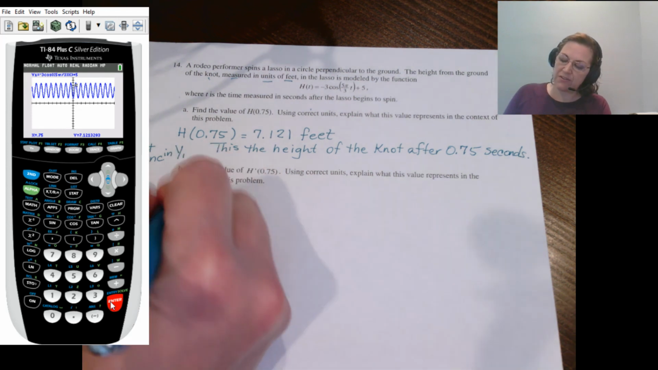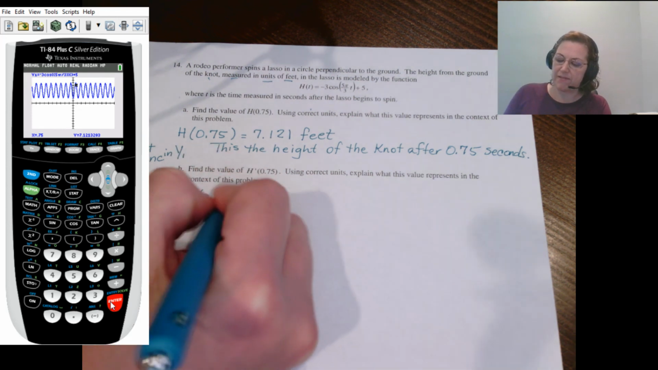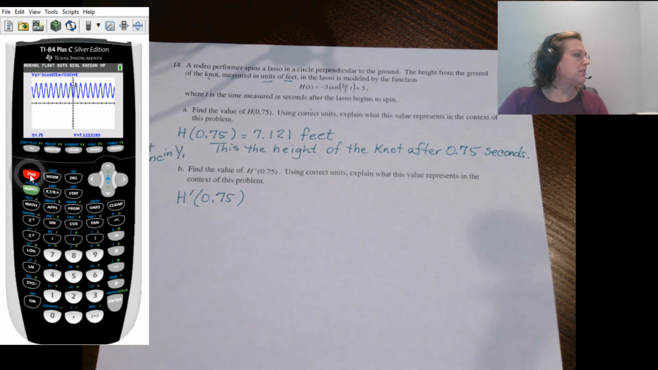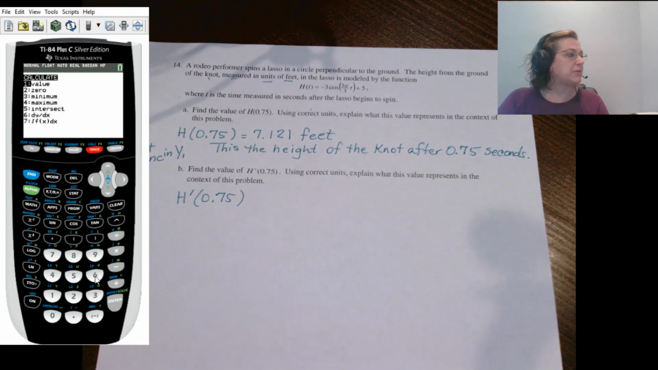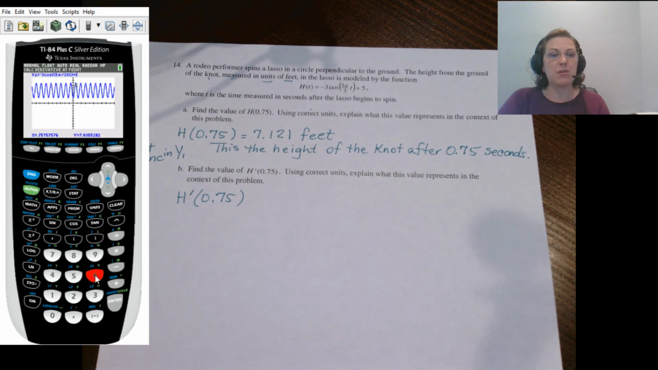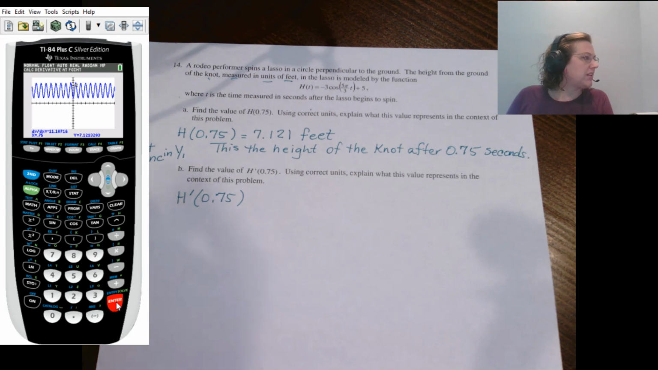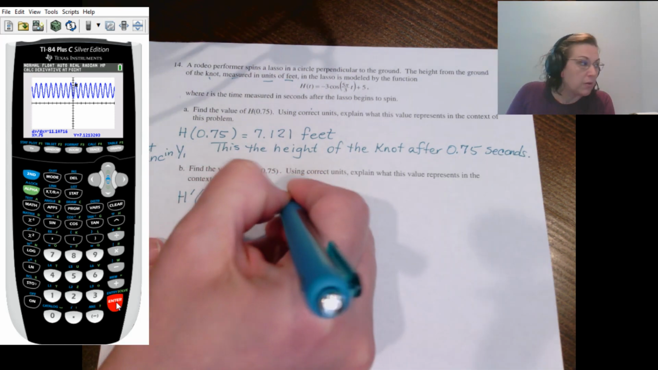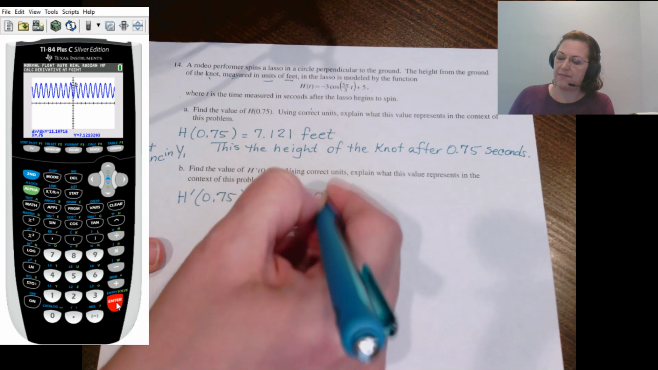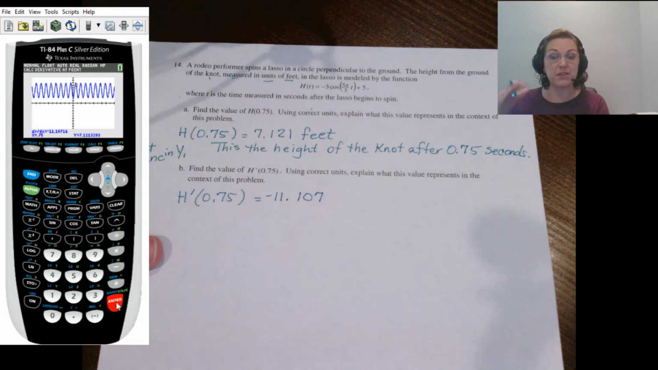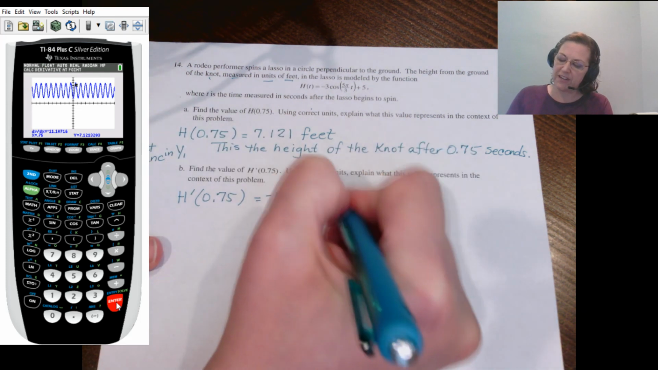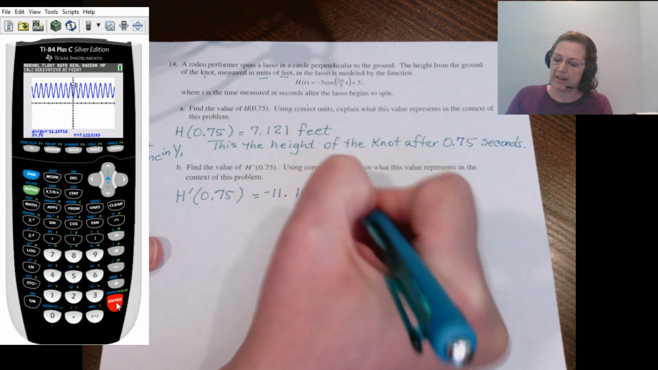All right, now we want to find h prime of 0.75. All right, again, I'm using that second trace menu. This time, I'm choosing option number 6 for the derivative. And remember, I can use my cursor, but if I just start typing 0.75, did you notice the X showed up at the bottom? And I can just type in my value, and it tells me that the derivative is -11.107. This is a slope. This is a rate. So this is feet per second.